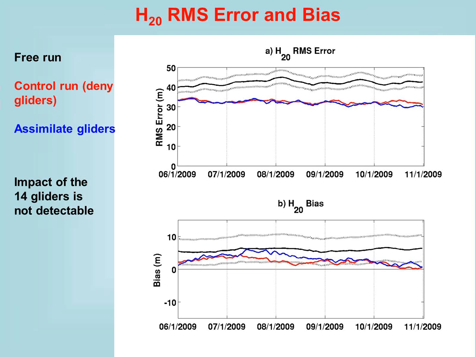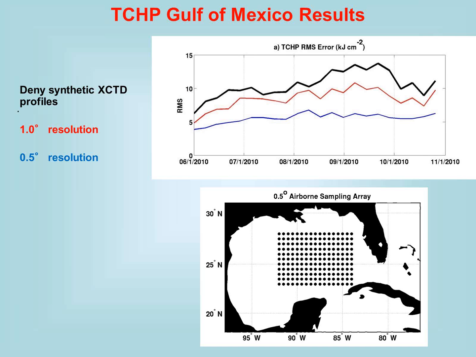So this is not inconsistent with what I just showed for the full Atlantic. We're looking at gliders separated by several degrees. And if you look at this, you might get the impression that if you go to 2-3 degree resolution, you're eventually going to have very little error reduction. So I can't say that what I see in the open Atlantic is inconsistent with what we saw in the Gulf Stream.